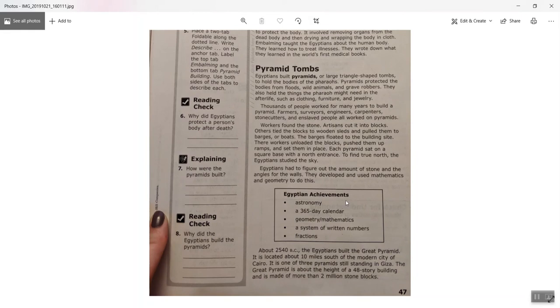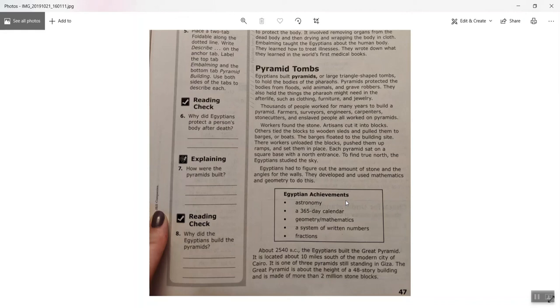Alright, Egyptians had to figure out the amount of stone and angles for the walls. They developed and used mathematics and geometry to do this. So you can thank the Egyptians for some of the math homework. We've got the Greeks and the Romans and the Egyptians. Egyptians' achievements included astronomy, a 365-day calendar, geometry and mathematics, a system of written numbers, and fractions.